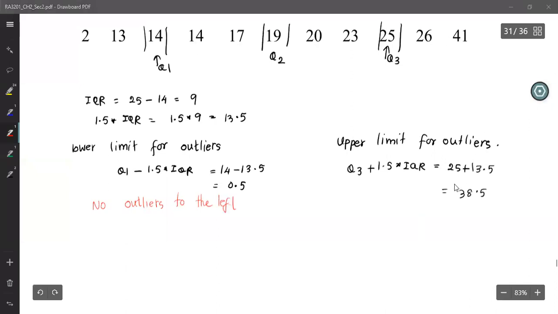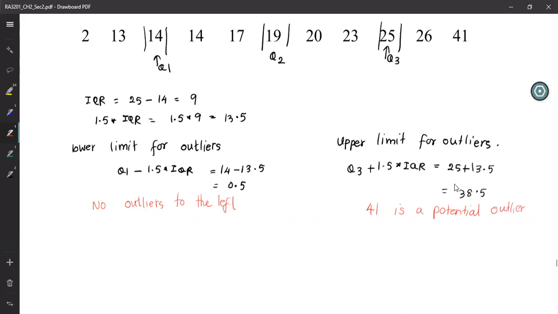So which means 41 is a potential outlier. We use the word potential outliers, not just the outliers, because 1.5 times IQR criteria is only one criteria that will identify outliers. There are many other criteria used by different textbook, different softwares. So if you use another criteria, maybe 41 is not a potential outlier. Okay, we don't know. So therefore, we always use the word potential outliers.